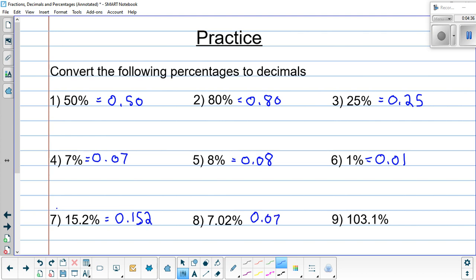We end up getting weirder looking answers, especially with the 103.1%, right? Well, we move it twice to the left, right? And we're left with 1.031. That's still a decimal answer, but it's greater than 1. And any decimal greater than 1 tells us that whatever we're going to multiply by will grow ever so slightly.